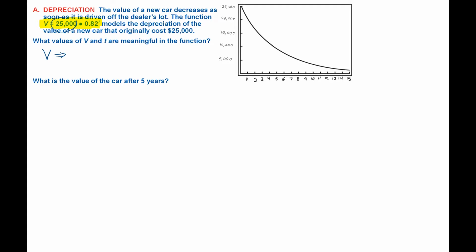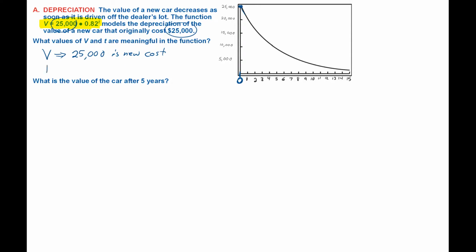Notice that 25,000 is also what the problem said is the value of it originally. So I'd say 25,000, which is the new cost. That's pretty important, and you see that appear in the function. Graphically, on the right we have the graph, and notice how our exponential function at t equals 0, the value of our car is 25,000. That's the y value of our curve. So even our graph shows that.